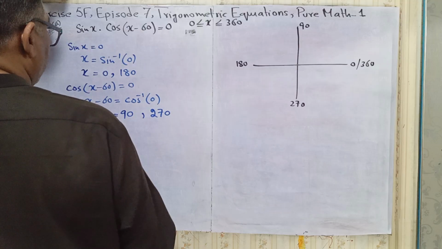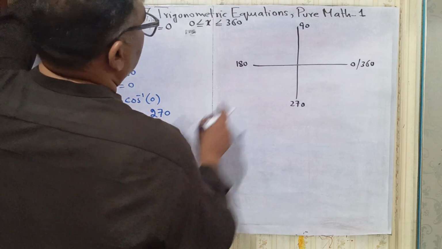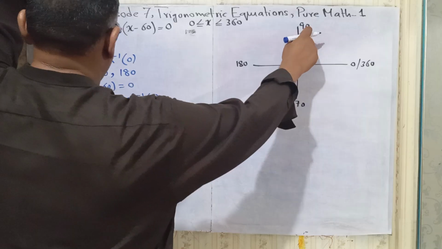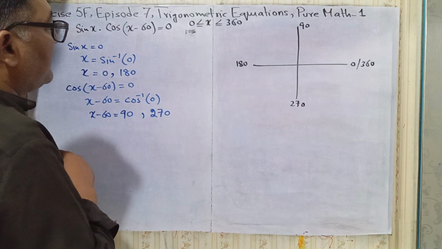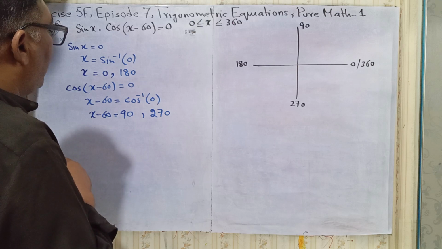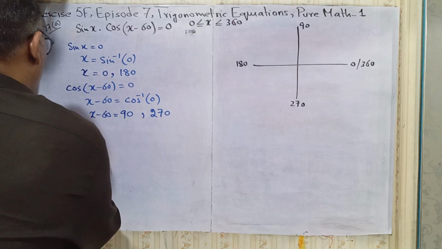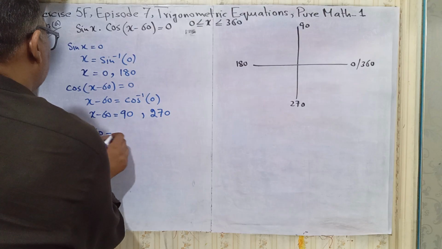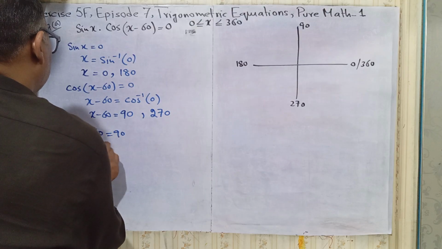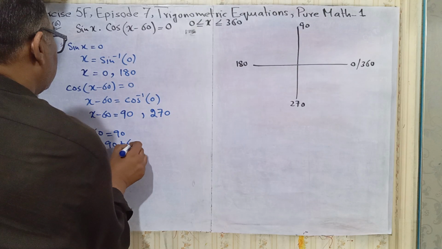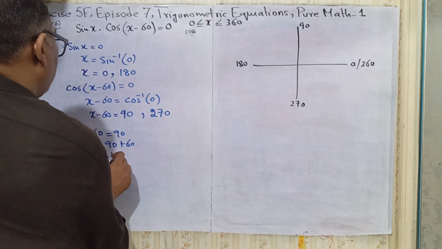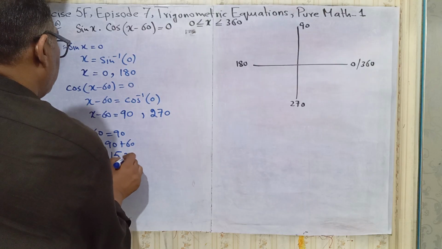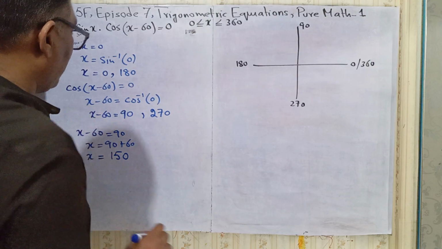Okay, so I will make x minus 60 equal to 90. So my x will be equal to 90 plus 60. So the x will be equal to 90 plus 60, which is how much? 150. So this is my one x value.